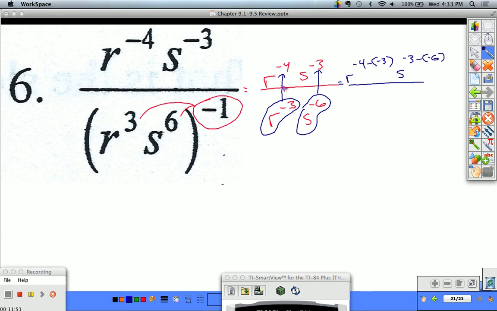Looking at number 7, again I want to treat this as two separate parts to start off with. I want to look at the numerator individually and then the denominator individually before we start dividing the top and the bottom. So on top, it looks like we have a monomial raised to the 3rd power and then multiplied by the second monomial.